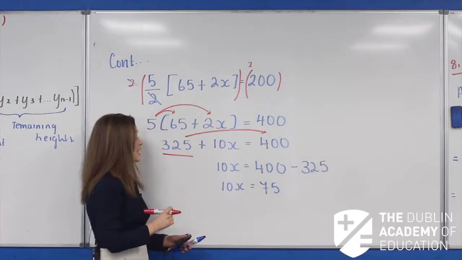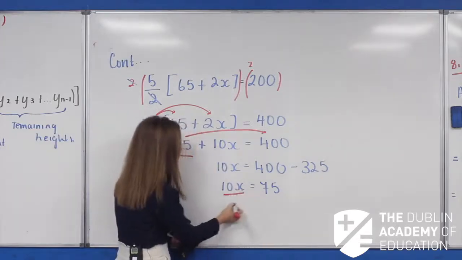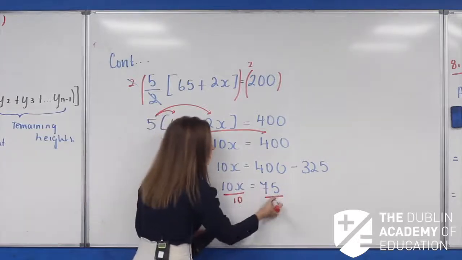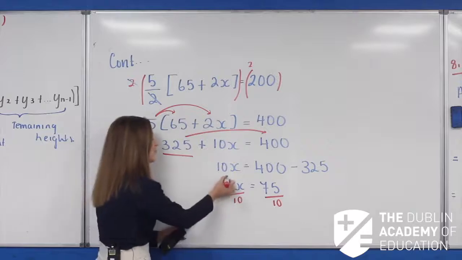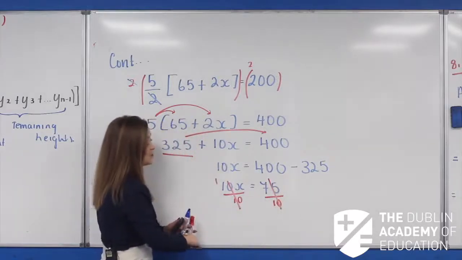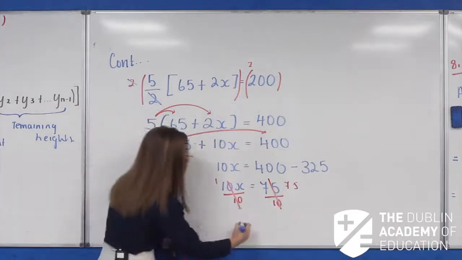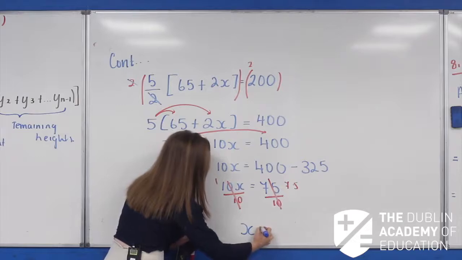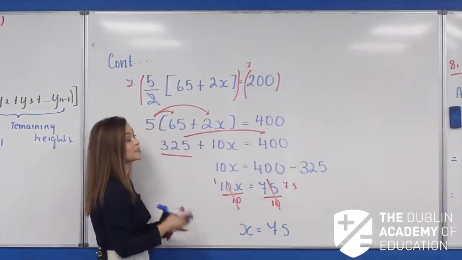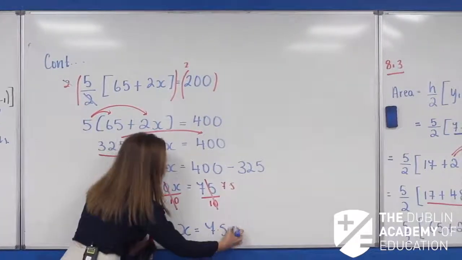Finally, the last thing I need to do is get x on its own. I don't want that 10 there. That's 10 multiplied by x. The opposite to multiply is divide. Divide both sides by the term in front of the x. So here, dividing both sides by 10, 10 into 10 goes once, 10 into 75 goes 7.5 times. So my answer here is x is equal to 7.5, and my units, which we had earlier on, I'm just going to double check, was meters.